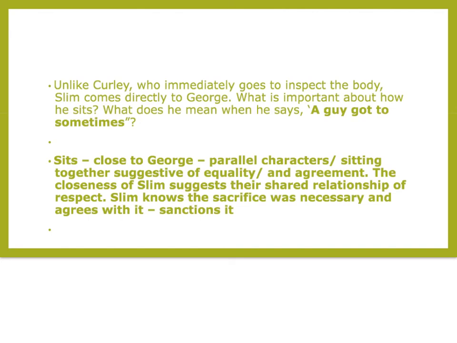Okay, so when the voices finally arrive, when Curly and Carlson arrive, Curly immediately goes and looks at the body, but Slim comes and looks at George, and I talk more about this on the Slim PowerPoint. Slim says to George, "A guy got to sometimes," and again, that's the absolution. That's the "I understand why you did it and you had to do it." Remember in chapter 3 when George spoke to the godlike eyes of Slim looking for absolution? Here, he didn't have to speak to get the absolution. It was given immediately. "A guy got to sometimes."